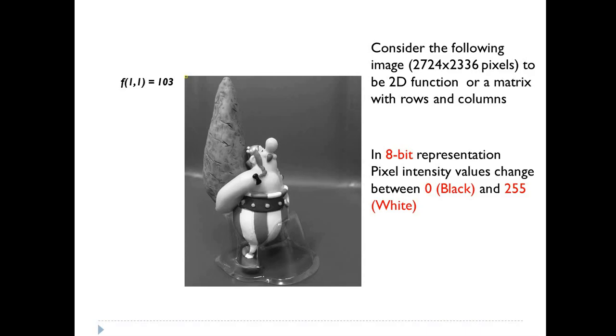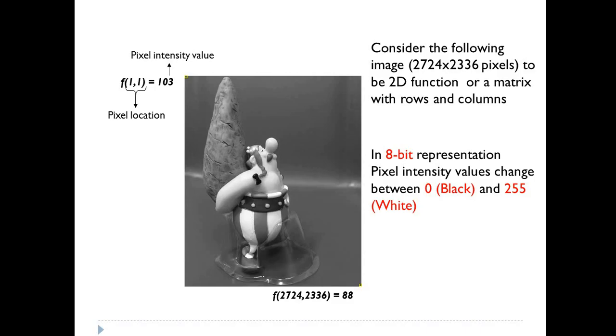Now, let us see another example. Let me come to the bottommost corner. This image is of size 2724 cross 2336. So, the corner will have a location x is equal to 2724, y is equal to 2336, which means x comma y, that is the pixel location is 2724 comma 2336, and the intensity at this location is 88.